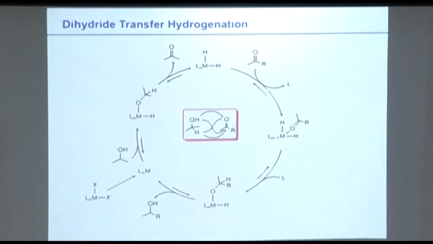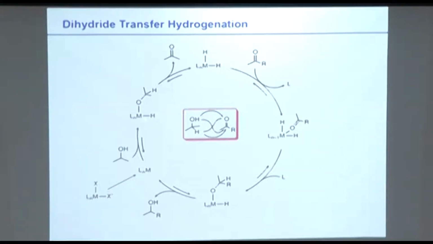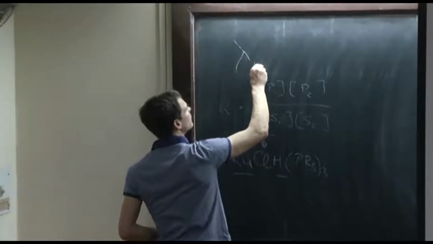Now, one thing in this mechanism that we should keep in mind is that formally we form here the first hydride by an oxidative addition and the second hydride by a beta hydrogen elimination. So even so, in isopropanol the hydrogens are polarized.